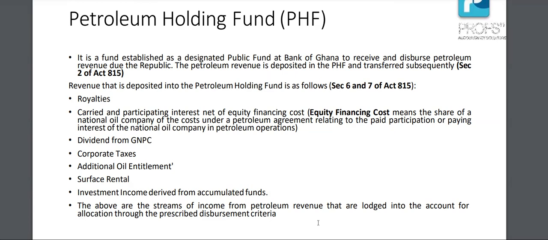We have royalties, carried and participating interest net of equity financing cost. The equity financing cost is the share of the National Oil Company, so that is GNPC. The cost that is being paid by the National Oil Company. So that is what I was referring to earlier on. That is the equity financing cost. Dividend from GNPC, the corporate taxes, additional oil entitlement, surface rental, investment income derived from the accumulated fund. So these are all, let's say, the mainstreams. The oil and gas revenue streams will have to hit the PHF.